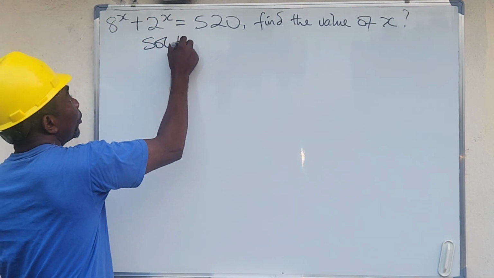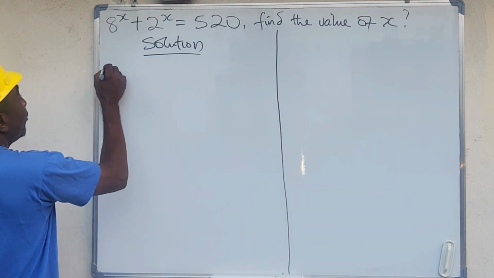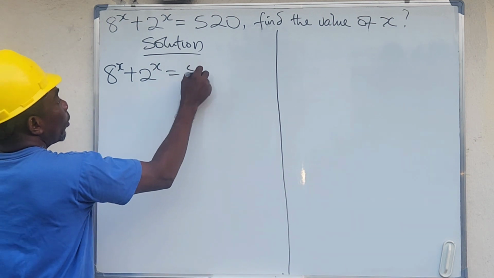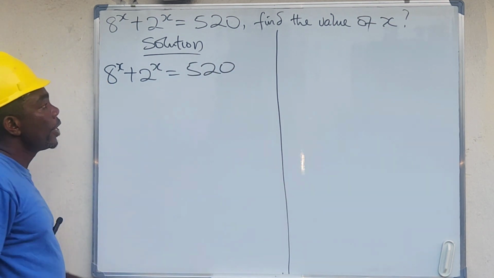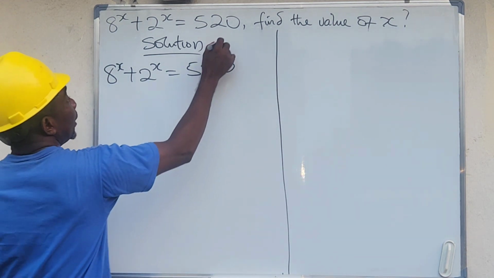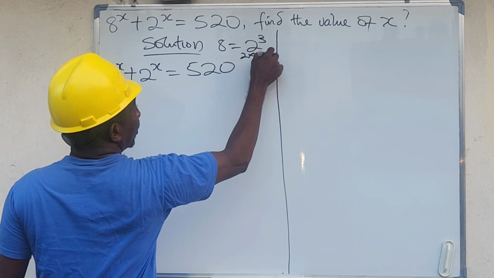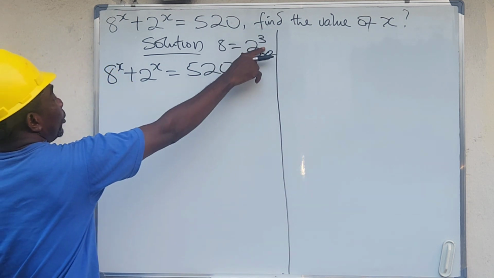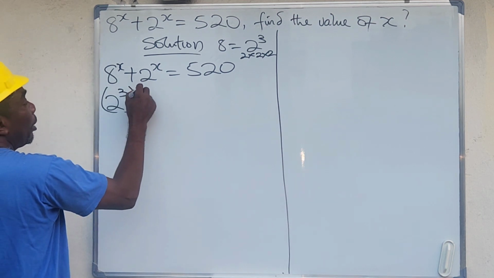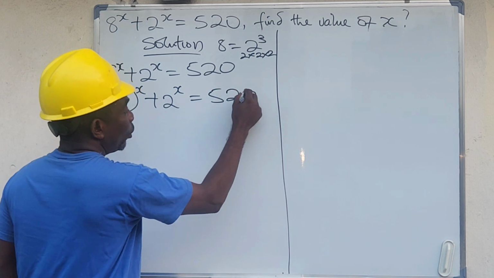So we have the solution. Divide our board into 2. We are given 8 raised to the power of x plus 2 raised to the power of x equals 520. Here, we can further simplify this. This 8 is the same thing as 2 raised to the power of 3, which is 2 times 2 times 2. So we substitute this in, where we have 2 raised to the power of 3, all to the power of x, plus 2 raised to the power of x equals 520.